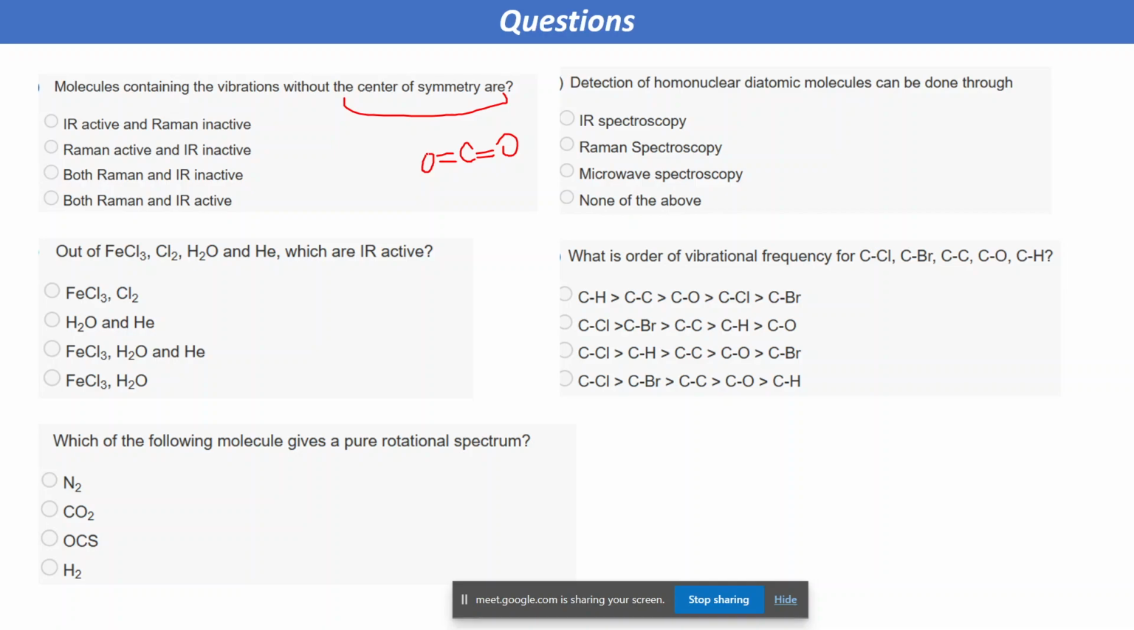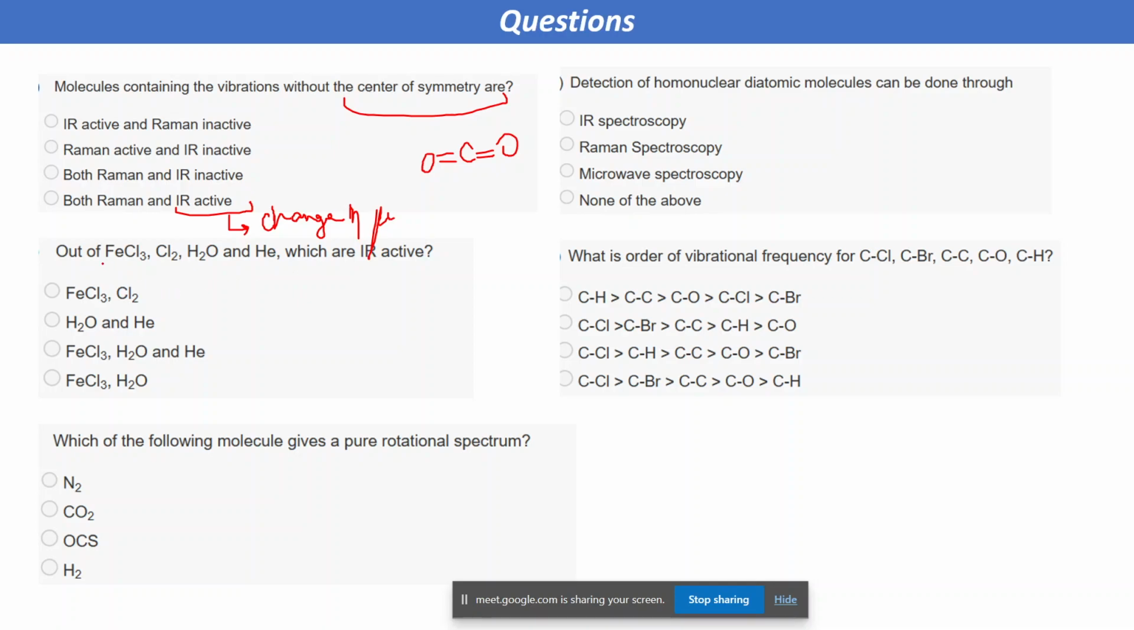How can we say a molecule is IR active? What's the condition for a molecule to be IR active? There should be a change in dipole moment. Correct. Change in dipole moment. So the molecules without center of symmetry, that is, there will be change in dipole moment. Therefore, both will be Raman and IR active.